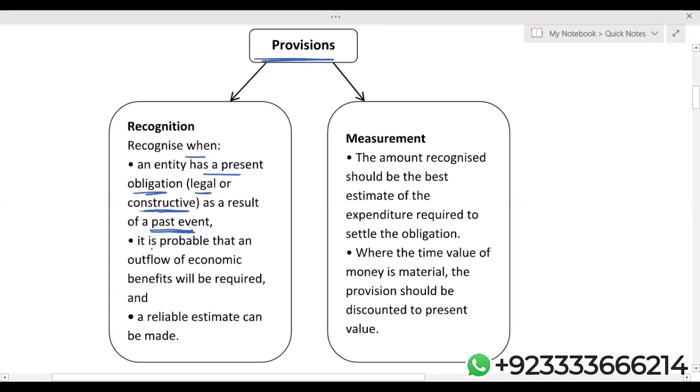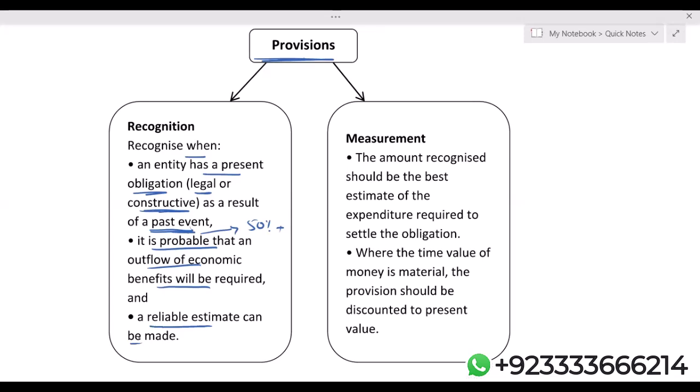The second point is, it is probable that an outflow of economic benefit will be required. Probable means more than 50%. So there is a more than 50% chance that an outflow of economic benefit will occur. Third, a reliable estimate can be made. So when all three conditions are met, only then will you recognize the provision.